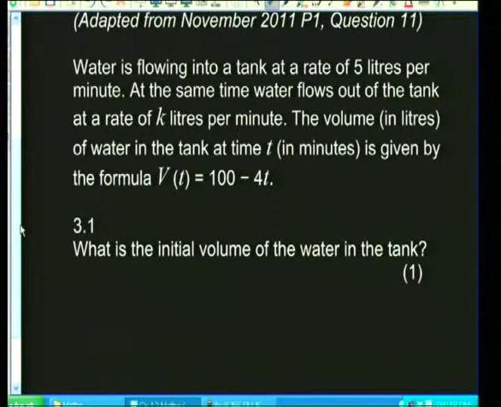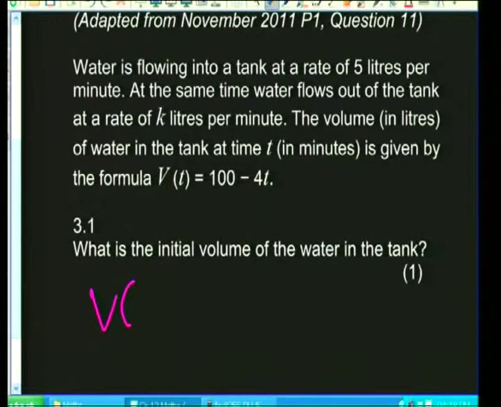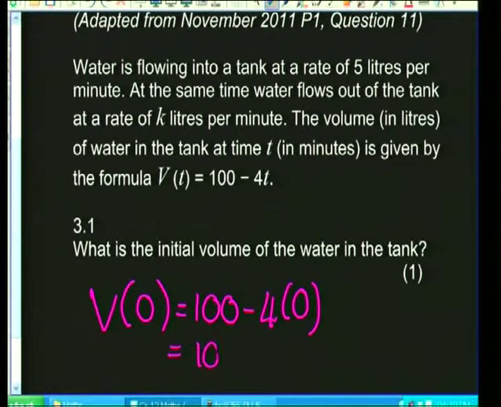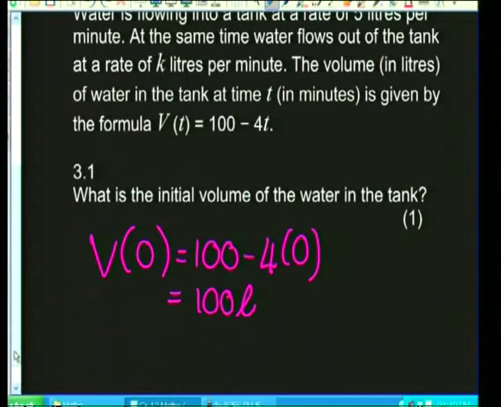So the first question is asking us what is the initial volume of water in the tank. If we're looking at it in terms of a timeline, no time has passed at the very initial time. So what we're going to do is work out what the volume of our tank would be at 0 minutes. That's going to leave us with a volume of 100 liters. So therefore the initial volume of our tank is sitting at 100 liters of water.